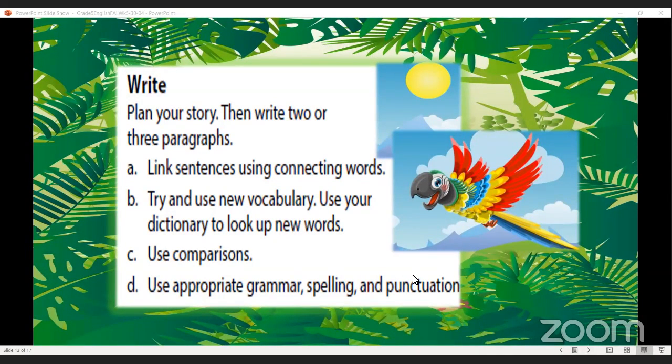Often we use the same words repeatedly, and that makes a story boring. What if I used throughout the story pretty, pretty, pretty, pretty, instead of beautiful, majestically? That changes it. It's a similar meaning, but it's more descriptive. Okay, so try and find new words. Use comparisons. Compare your characters to something. Check your grammar, check your spelling, and check your punctuation.